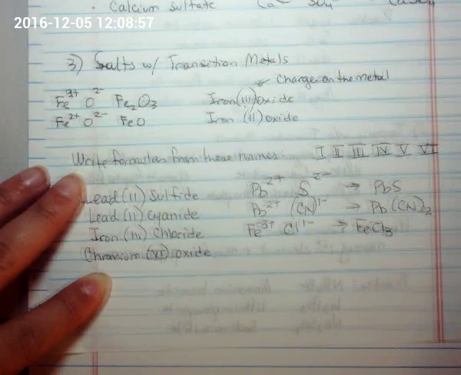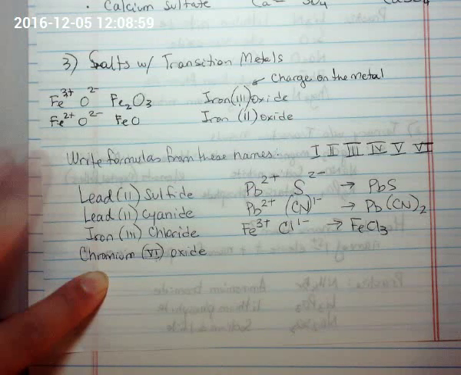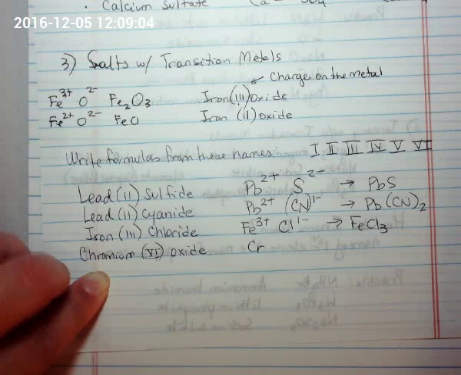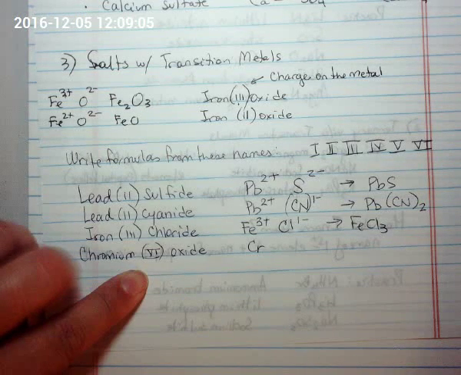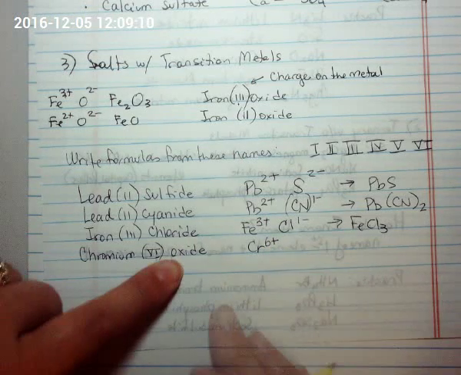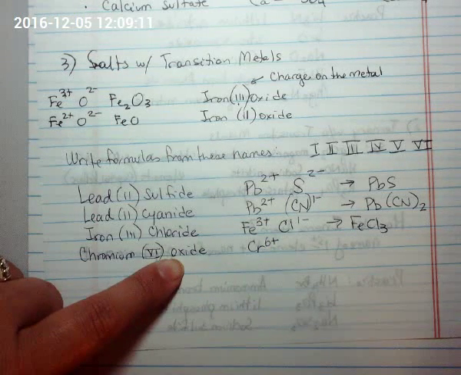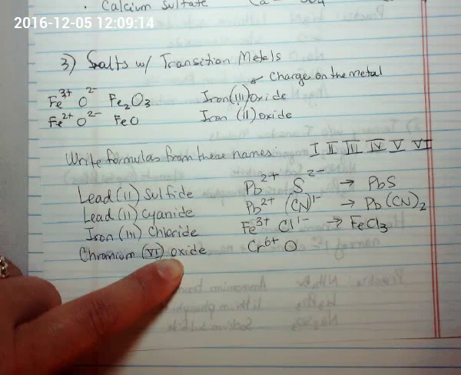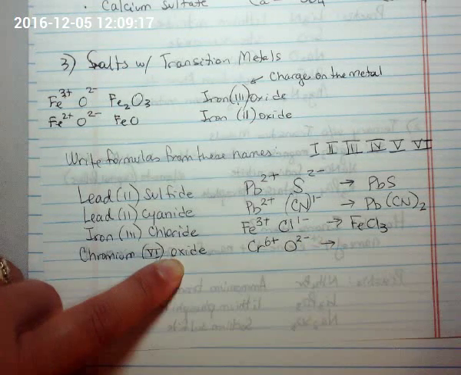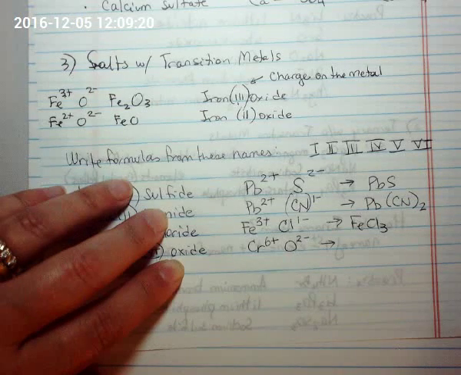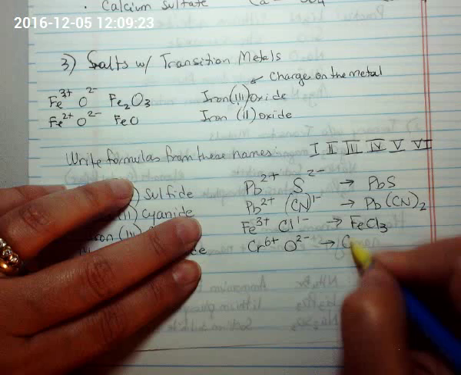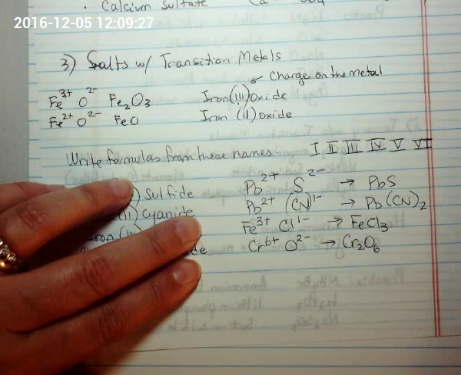All right. So what's chromium? Cr. What's the charge on this chromium? 6 plus. What about the oxide? It's oxygen with what kind of a charge? 2 minus. How do you know? Because I made you memorize it. Right? Okay, so now crisscross, what do we end up with? Cr2O6. And now, do I leave it like that?